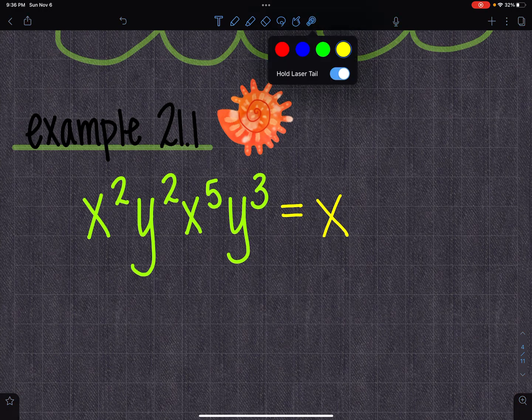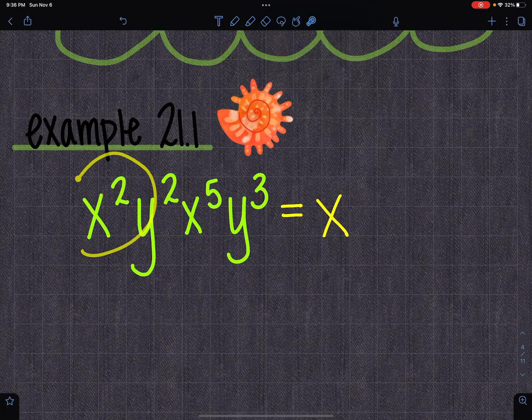Focus on the x. Okay, and I've got x squared right here and x to the 5th. If I'm multiplying those things together, which I am, then I just write the base, which is x, and add the exponents, which is 7. So now I've basically taken care of this and taken care of this. So I'm going to cross that out so I keep things straight in my mind.